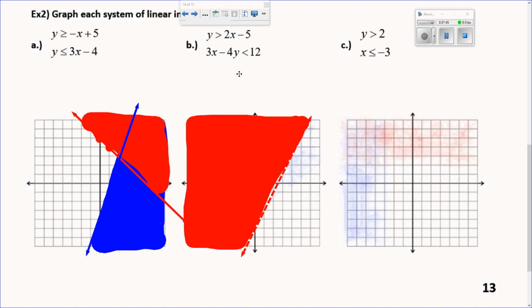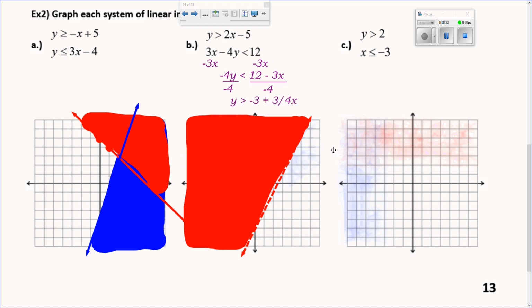Now, for the next one, we have a little bit of a problem here. You see how all these had y is greater than or less than? This one doesn't. So what do you think we have to do here before we can graph it? We need to solve for y. So what's my first step in solving for y on this one? I'm going to subtract 3x from both sides. And now I'm going to divide both sides by -4. But don't forget, what are you supposed to do when you divide by a negative number? You got to turn the sign around.